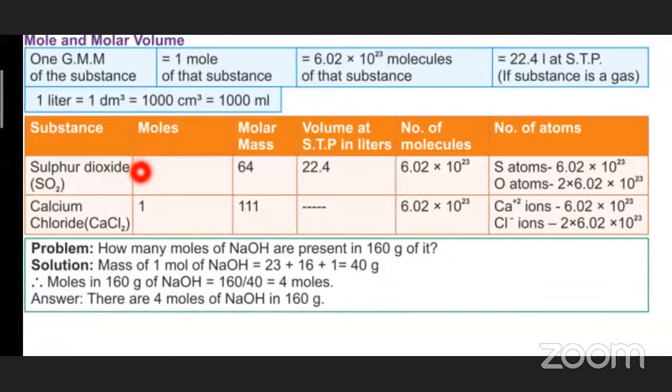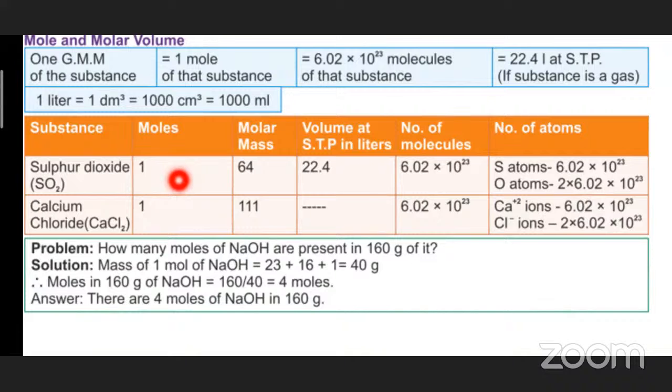Substance. Here an example is taken as sulfur dioxide. So what is the formula of sulfur dioxide? SO2. Okay, sulfur dioxide is SO2. If I take 1 mole of sulfur dioxide, its weight will be equal to the molecular weight of sulfur dioxide.